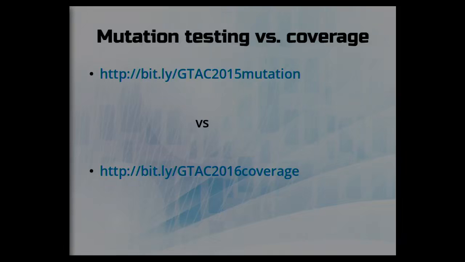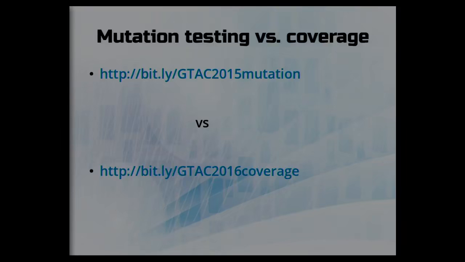Metrics is a fairly controversial topic. I just want to mention some research that's been going on in the last few years. In 2015 at GTAC, there was one lightning talk which says, coverage is not a good metric because it doesn't give you a lot of information, so go for mutation score. Use mutation testing and measure how many of the mutants are killed. If you kill 100% of the mutants, then you're good.